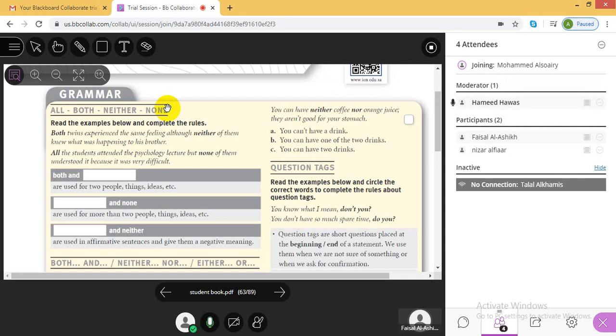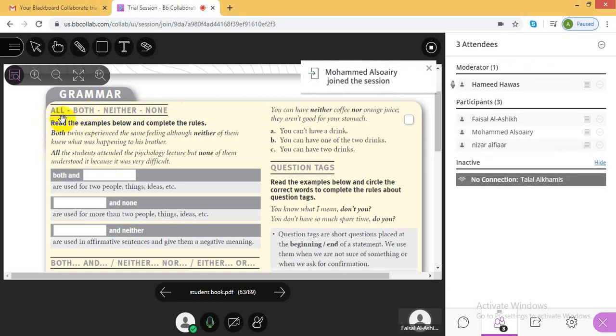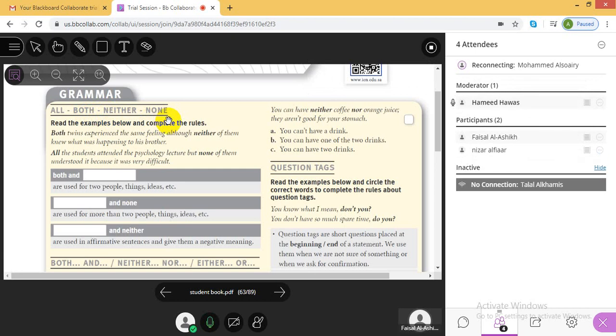I'd like to tell you that in the previous class we talked about all, both, neither, and none. We use all and none in plural, for more than two, as I told you. And we use both and neither when we talk about two, okay? We use both and all in affirmative sentences, but we use neither and none in affirmative sentences to give negative meaning. We use neither with nor: neither Ali nor Muhammad attended the class, like that.